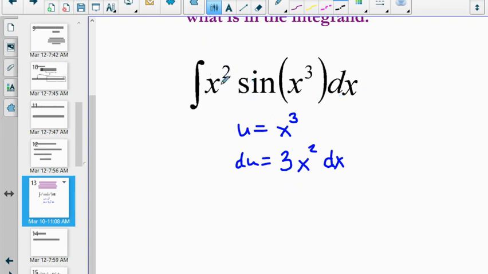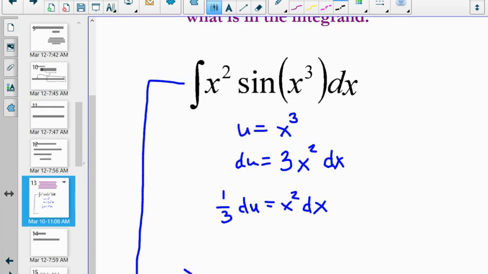I want x squared dx, and I've got 3x squared dx. So I'm just going to multiply this by 1/3 and say that 1/3 du is equal to x squared dx, which is what I want. And so now I can make my substitution. I'm just going to move this down here and say that this integral of x squared times sine of x cubed dx, let's see what this looks like. Replace the x squared dx with a 1/3 du.